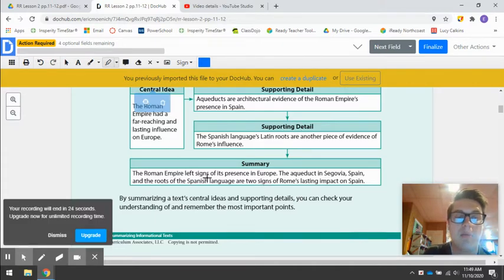Okay, it says the Roman Empire left signs of its presence in Europe. The aqueduct in Segovia, Spain, and the roots of the Spanish language are two signs of Rome's lasting impact on Spain. So they added all these things together, and when they did that, they were left with the summary.